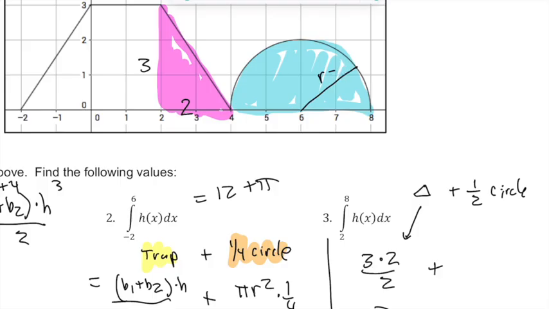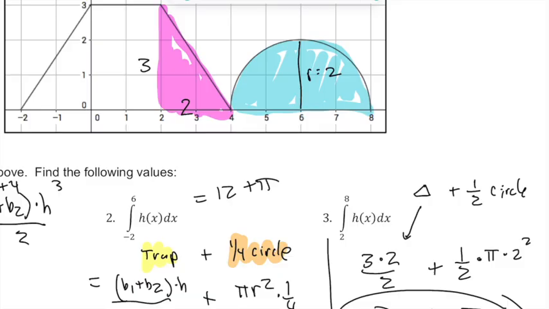And I guess it's more apparent to look at it straight up like this. So my radius is equal to 2. So this is going to be 1/2 times pi times the radius squared. And in this case, I'm going to get 4 times pi divided by 2. The 4 and the 2 are going to simplify to 2. And so there is my area, 3 plus 2 pi.